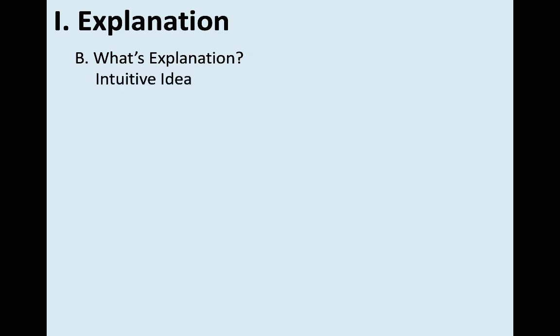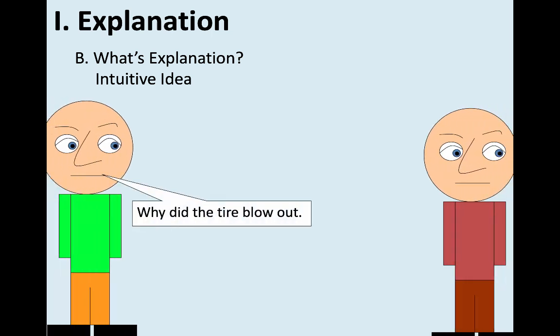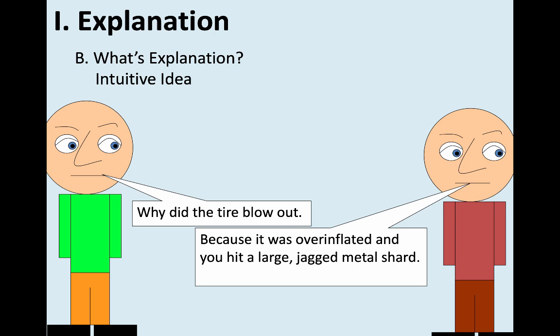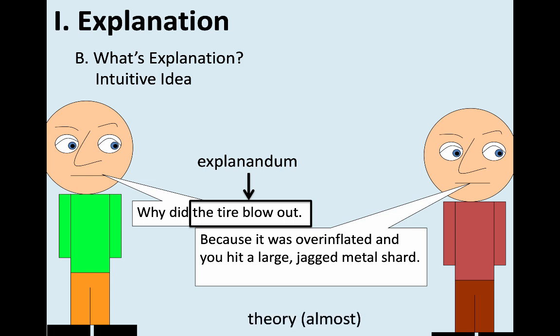So here's the intuitive idea for what makes something an explanation. Suppose we have somebody here who says, why did the tire of that car blow out? And this person responds and says, well, it was overinflated and you hit a large jagged metal shard. That looks like a pretty good explanation for why the tire blew out. The tire blowing out is the explanandum, and this thing here is the theory. But in order to make it clear that this is a theory that would explain this explanandum if it were true, that is, in order to make it clear that this thing here is explanatory of this thing here, we need to say a little more.